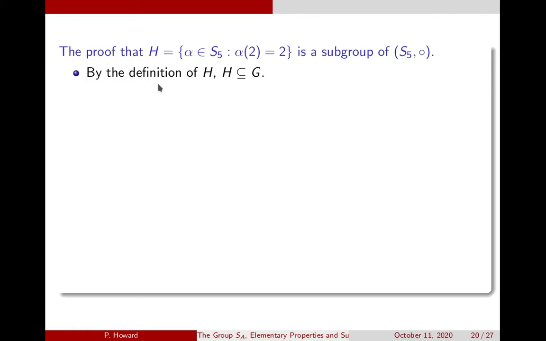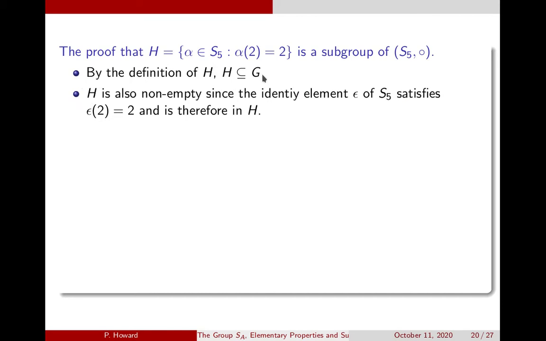By definition, H is a subset of the group G, which in this case is S5. Right? This clause of the definition, H is the set of alphas in S5 for which something happens, tells us that H is a subset of S5. H is also non-empty, since the identity element of S5, we're calling it epsilon here, satisfies epsilon of 2 equals 2. So the identity is in H. H is non-empty.